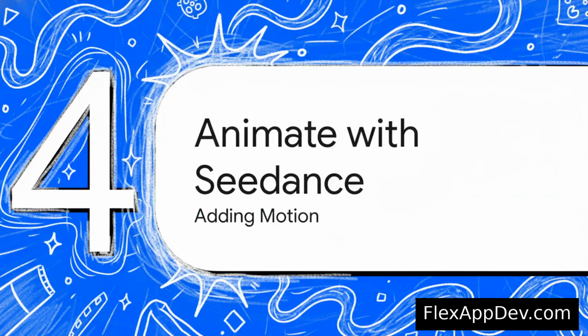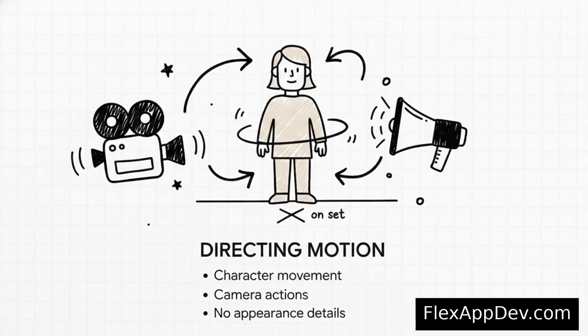Section 4. Animating with Seedance 2.0. This is where all of our careful visual preparation finally comes to life. Because we're starting with our perfectly locked keyframe, our prompt changes entirely.